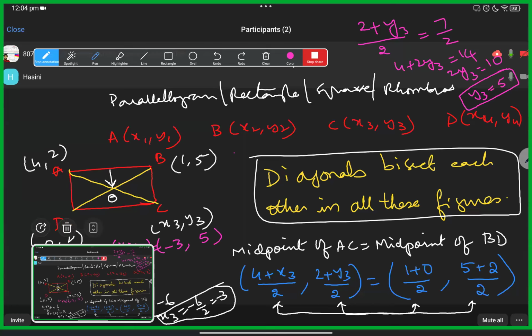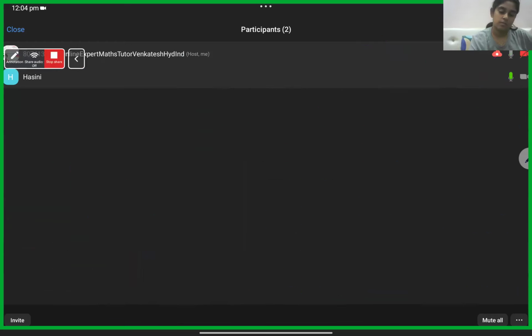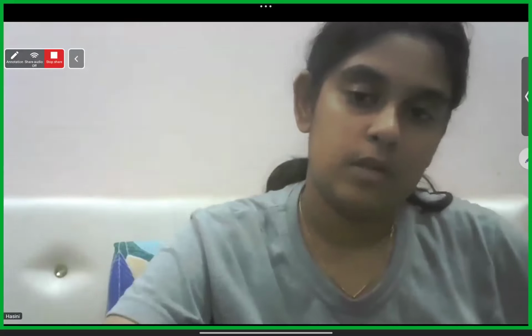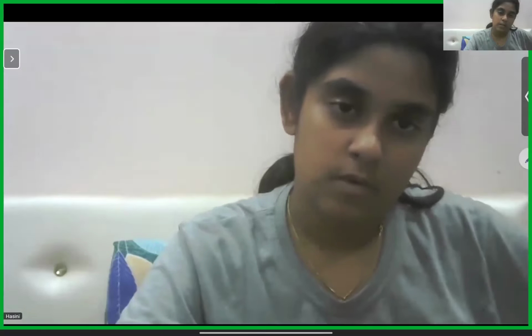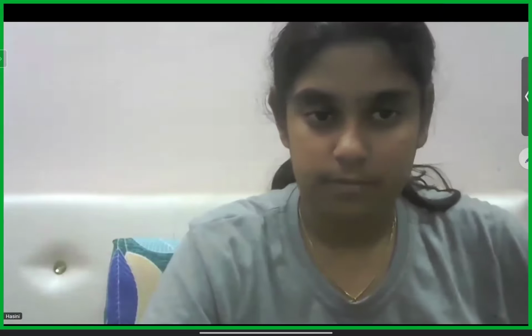From this, these are the problems present in the second exercise. In the evening class, we'll try to finish the exercise. Any doubt in this? Once you revise these formulas by then, okay? Bye.